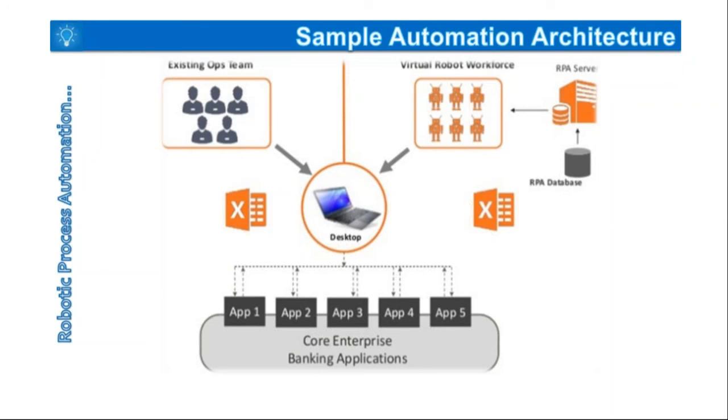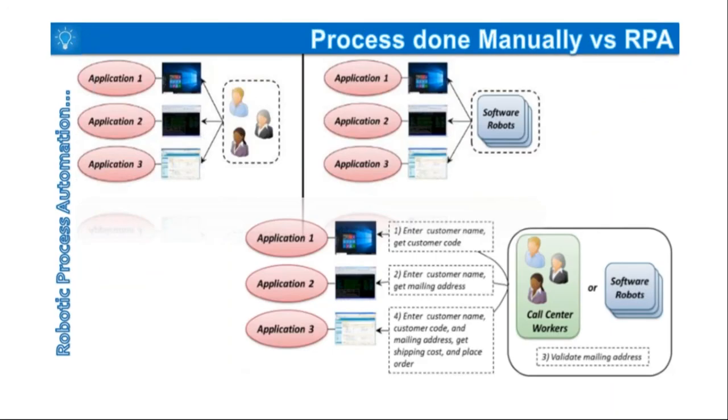Okay, I'm just moving on to the next slide. So very simple here: process done manually versus RPA. As we discussed in the previous slide, this is humans, where they interact with different types of applications. It may be web or Windows, or a mainframe, or a SAP-oriented application. They are interacting with multiple applications here. And after automating this process, my software robots are going to interact with multiple applications. This is process done manually versus process done with RPA.